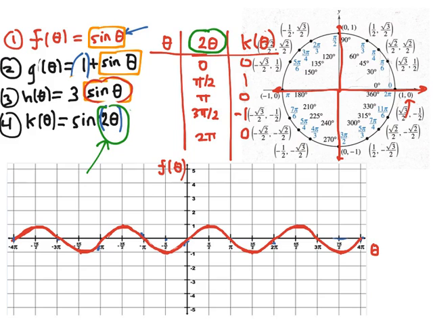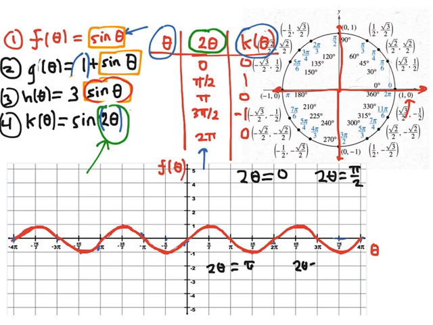But when you want to graph the function k of theta, you need ordered pairs that are theta for the input and k of theta for the output. So what you have in the middle column is not values for theta, but the values for 2 theta. So you need to solve these equations to figure out the corresponding theta values. So in the middle column, we have 2 theta is equal to 0. We have 2 theta is equal to pi over 2. We have 2 theta is equal to pi. We have 2 theta is equal to 3 pi over 2. And we have 2 theta is equal to 2 pi.